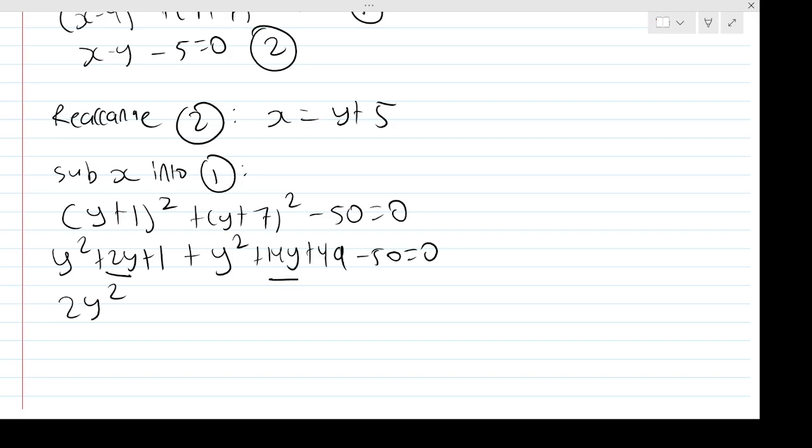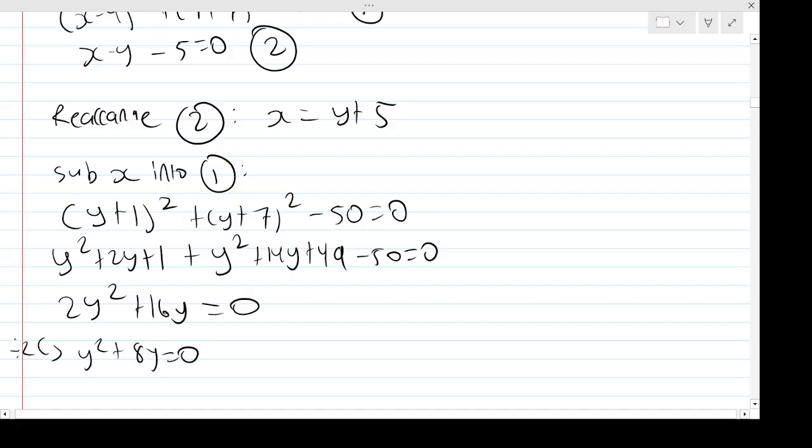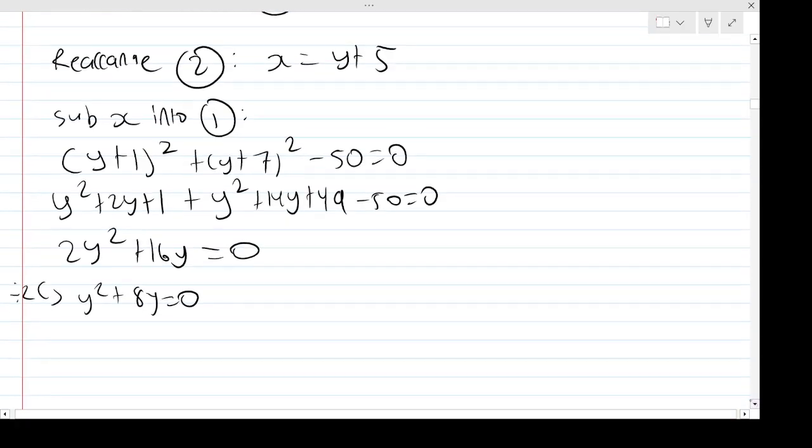Then 2y and 14y be 16y. Then we have 1 and 49 and 50, well, that will go to 0, actually, so it will just be equal to 0. Okay. But then we can solve this. Firstly, I can divide by 2 to simplify it a little bit to get y squared plus 8y equals 0, and then I can factorise it, right? So y of y plus 8, so y is common to both of them, equals 0.